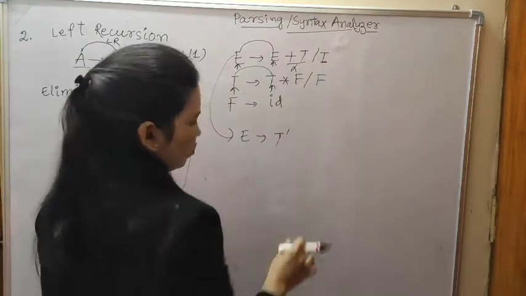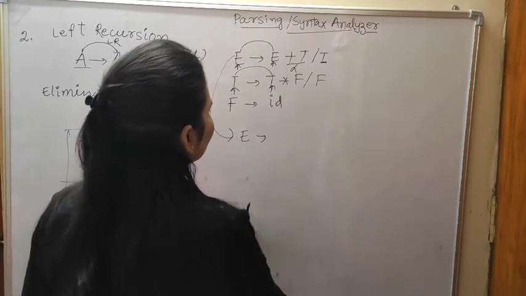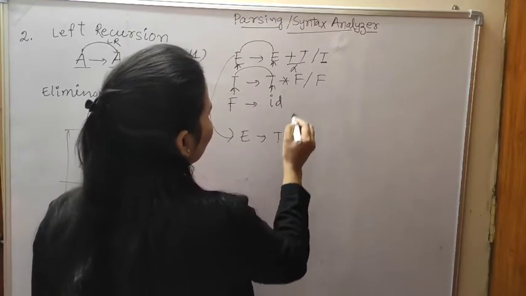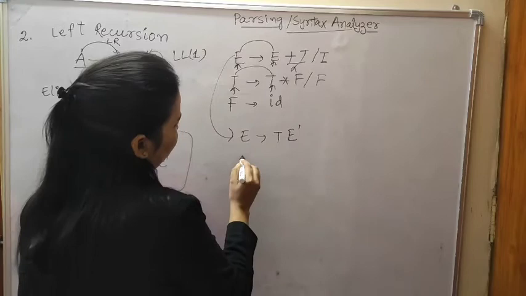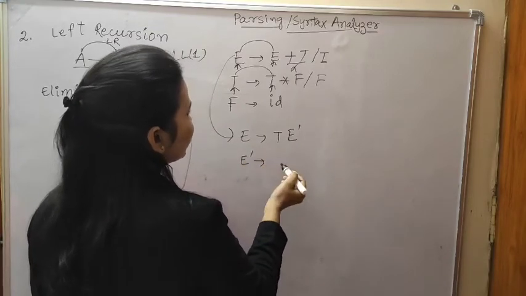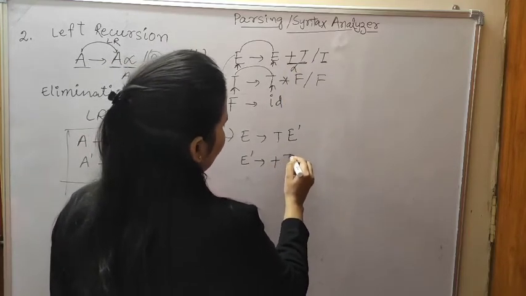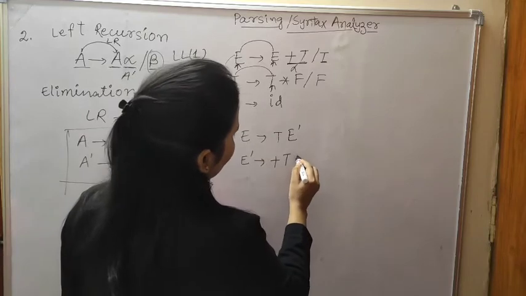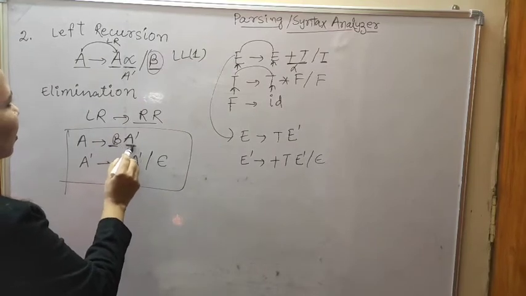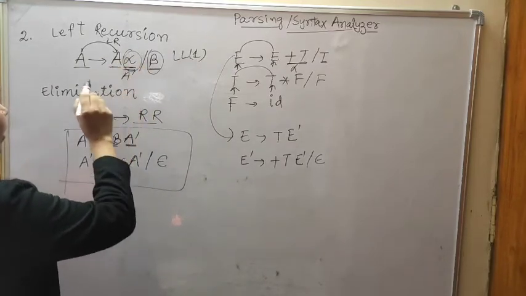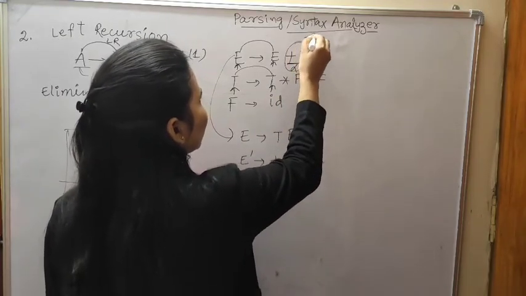So then E goes to T E dash. Why E dash? Because I have written E, you can write alpha also, it is not a problem. And E dash equals what is given? Plus T, and then E dash or epsilon, like this. Look at beta A dash. This one, this alpha, is called A dash because of the A here. So the same thing: T, E dash. This part is called E dash.